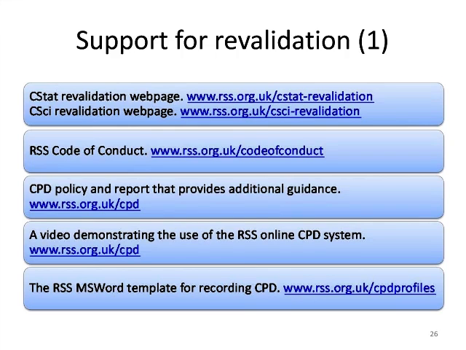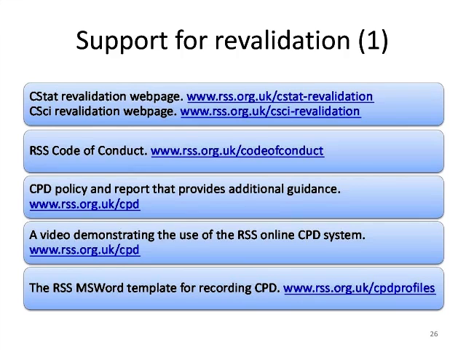Okay, so we're now in the home straight, in that we're just a couple of slides to talk about support for revalidation, and I think just about all of these areas of support can be found on the RSS website. So on slide 26 then, the first panel on this slide points to the CStat revalidation webpage and the CSI revalidation webpage. So this is where the general information about the revalidation processes exists, and if you have the Chartered Scientist Award, then it's the second of these, which would be the primary source of information. If you don't hold the Chartered Scientist Award, then it is the CStat revalidation webpage you should refer to.